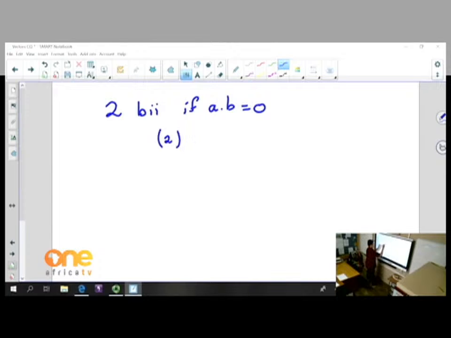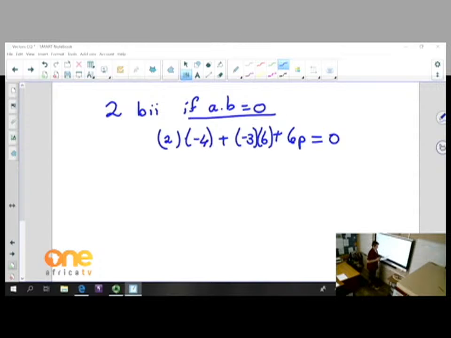So 2 times -4 plus -3 times 6, i i plus j j plus k k, plus 6P must be equal to 0. Then we can find the value of P. They are perpendicular if A dot B is equal to 0. And the answer is then P is equal to 4 and 1/3. Right, now question 3, B3.